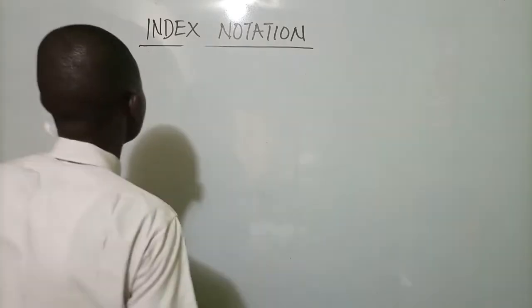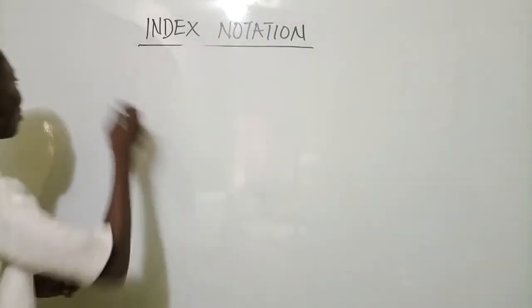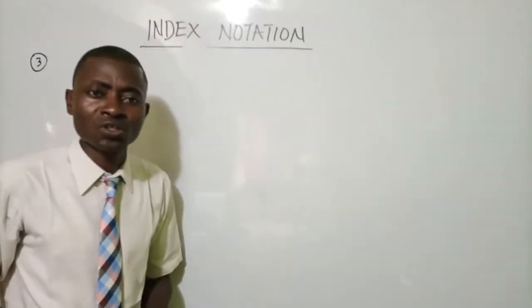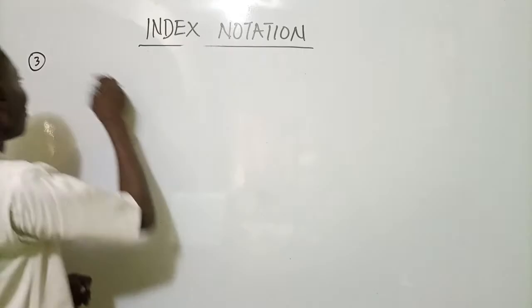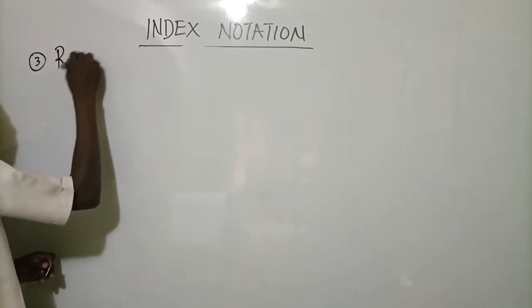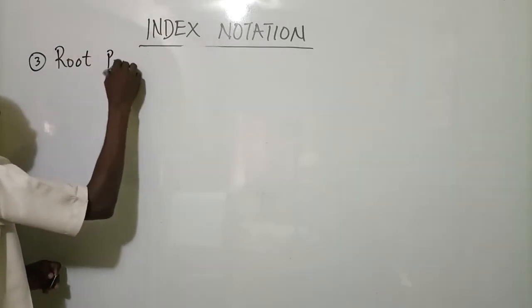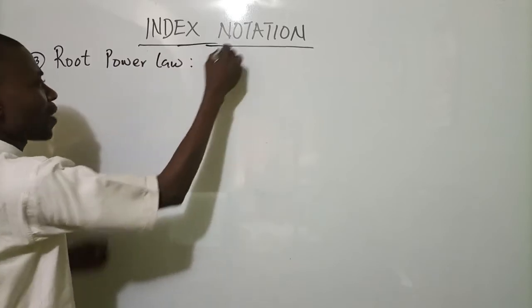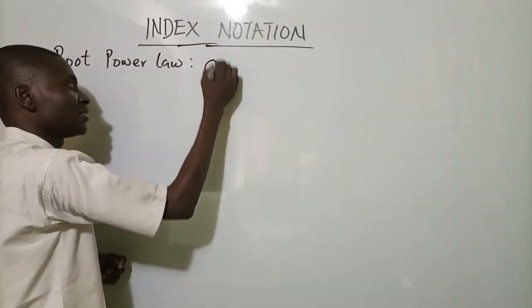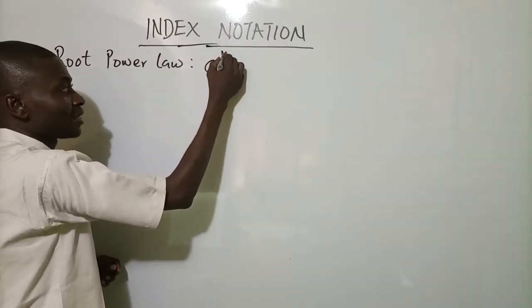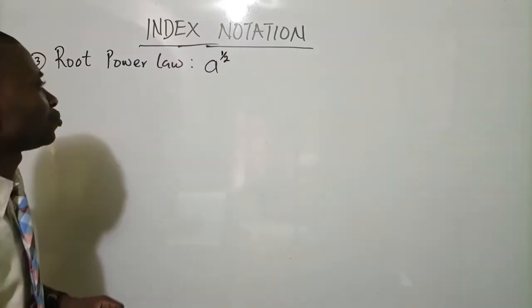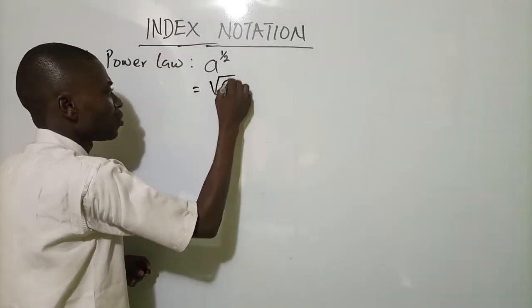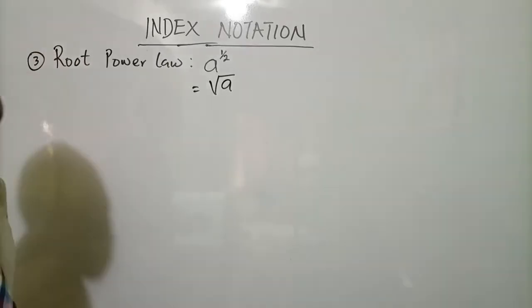Okay. So the next one we'll be talking about, the third one in our lesson today, is called the root power. The root power law says that if I have a base a that is raised to a power of half, like this, 1 over 2, this is the same thing as the square root of a.